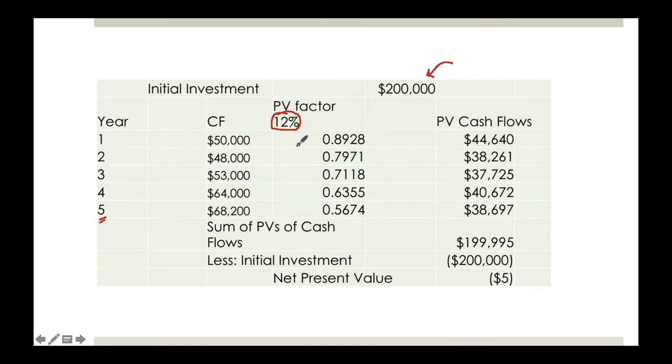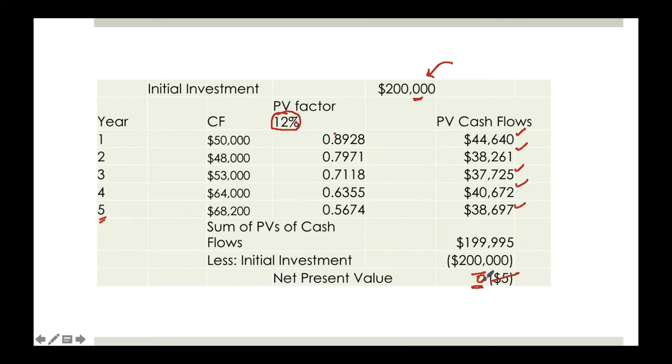So we are discounting our cash flows using a 12% discount factor. These are the time value factors collected from time value tables, and we arrived at present values of cash flows by multiplying the present value factor with cash flows. The sum of the present values of cash flows is 199,995. We are almost reaching the initial investment. So not considering this $5, let us assume that this is zero. Now our NPV is zero at 12%.